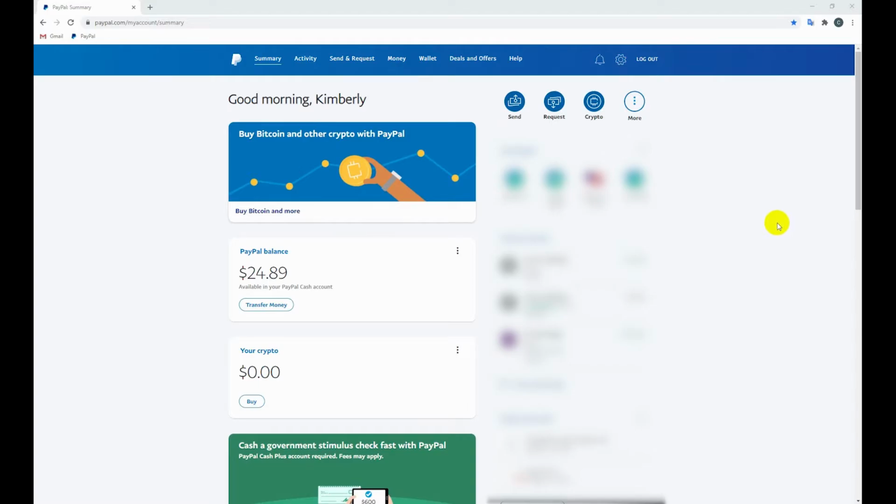Okay, this is my PayPal account, and this is my available PayPal balance, my cash account. So this is an option for buying BTC. Now click here to buy BTC with PayPal.